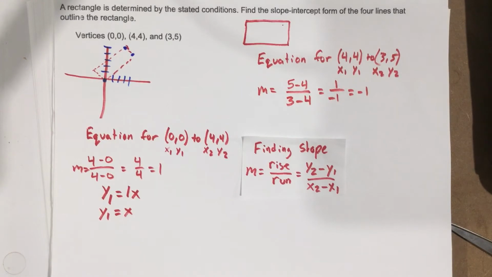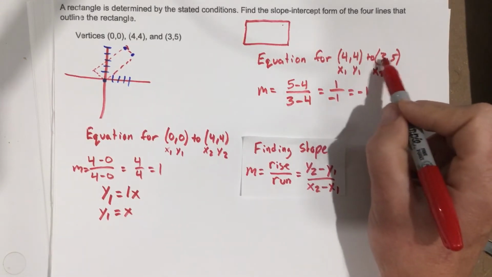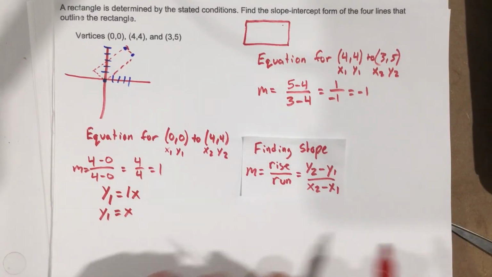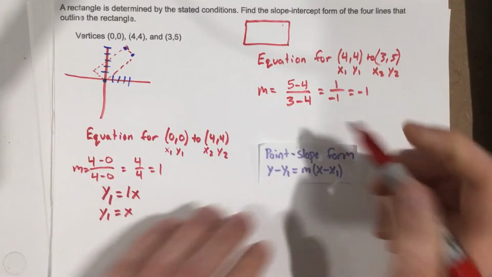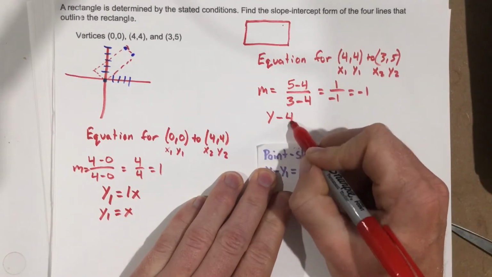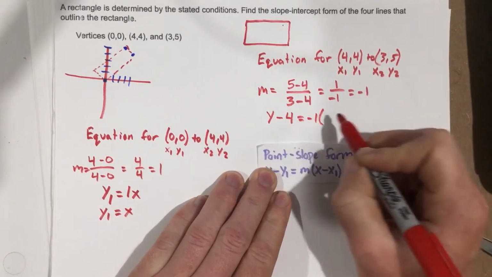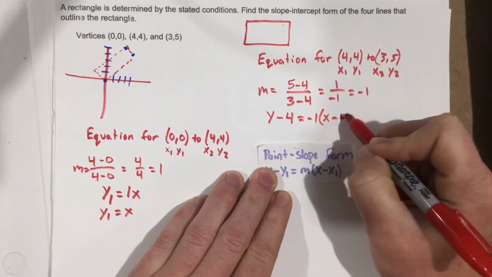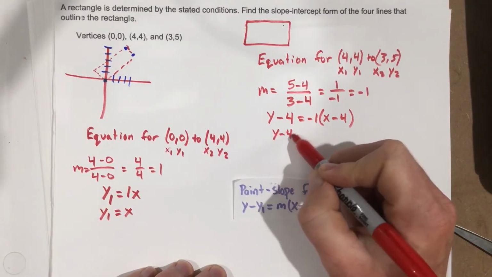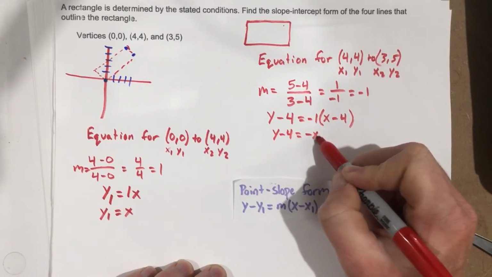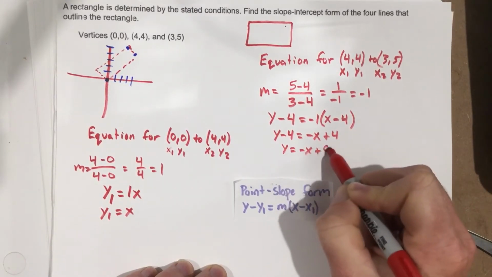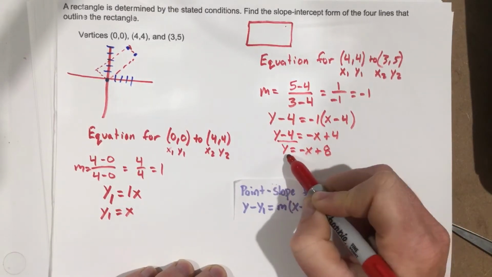Now you'll notice we don't have the y-intercept here, so we need to find it. To do that, we can just use point-slope form. Let's write y minus y1, which is 4, equals negative 1 times x minus x1, which is also 4. When we do that, we end up with y minus 4 equals negative x plus 4. Add the 4 over, we get y equals negative x plus 8. We'll call this line 2.